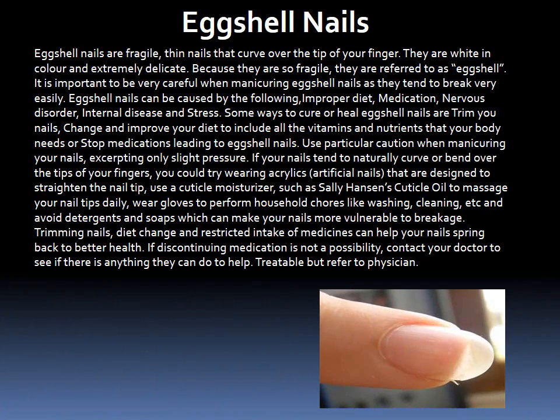Eggshell nails. Eggshell nails are fragile, thin nails that curve over the tip of your finger. They are white in color and extremely delicate. Because they are so fragile, they are referred to as eggshell. It is important to be very careful when manicuring eggshell nails, as they tend to break very easily. Eggshell nails can be caused by the following: improper diet, medication, nervous disorder, internal disease, and stress.